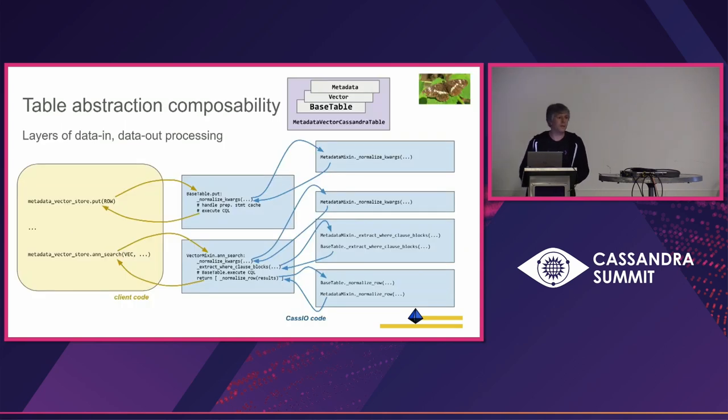And this is based on a tower of methods that might optionally do something and defer to the higher method in the hierarchy. So let's say the vector table that you have seen in the demo is this metadata vector Cassandra table on the upper right. That's a base table with vector on top, with metadata on top. So every time you run something like an ANN query, you see this second line in the yellow block: there is the ANN search in the vector mixin, which asks the metadata layer to handle some of the input arguments to make them into the workloads, and then it goes back to the vector support, which runs the query, and then again. So every method, every data input and output goes through all the layers, which potentially might have something to say in it or not. So this is how you can get full composability of these abstractions.